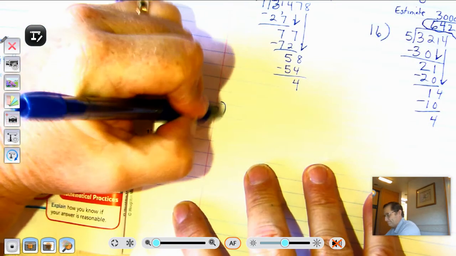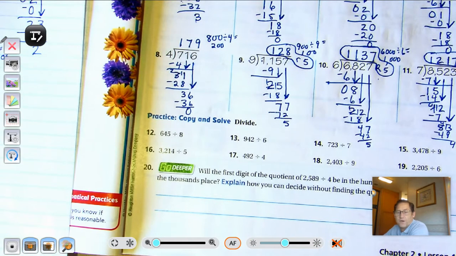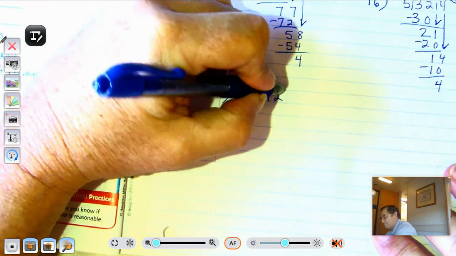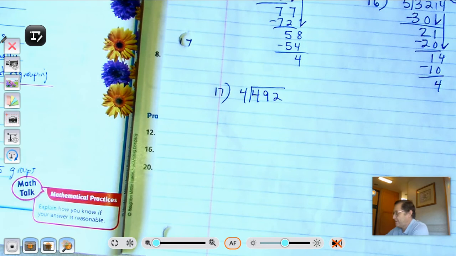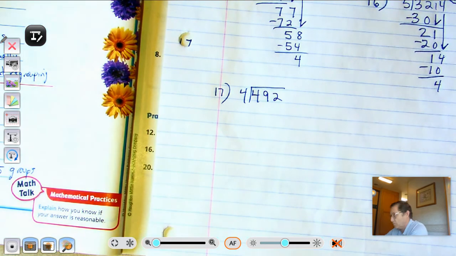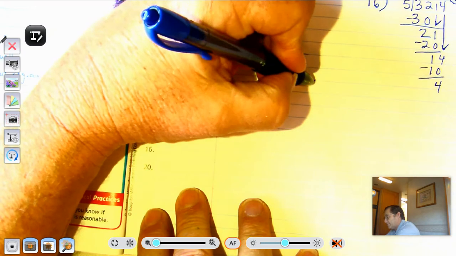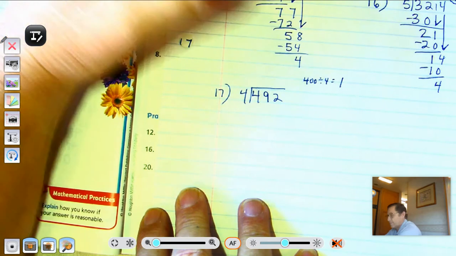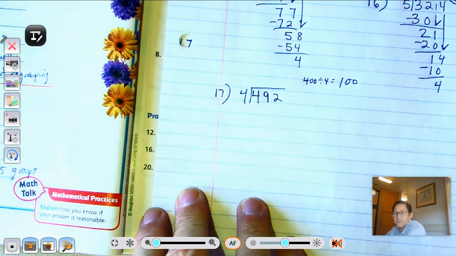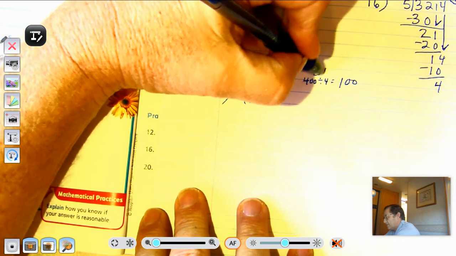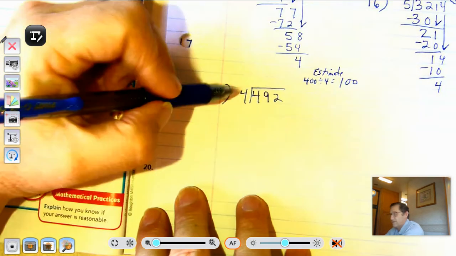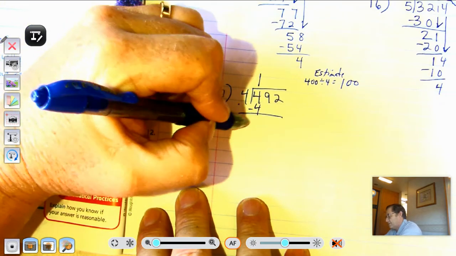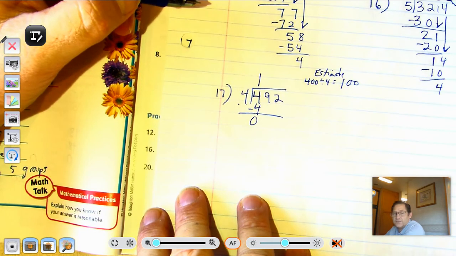17. 492 divided by 4. Well, 4 is a multiple of 4, so let's just keep it 400 divided by 4. 4 times 1 is 4. So 400 divided by 4 is 100. Well, that's our estimate for 17, right? So how many 400s can I take from 4 and put into 4 groups? 100 each. So 4 times 100 is 400.